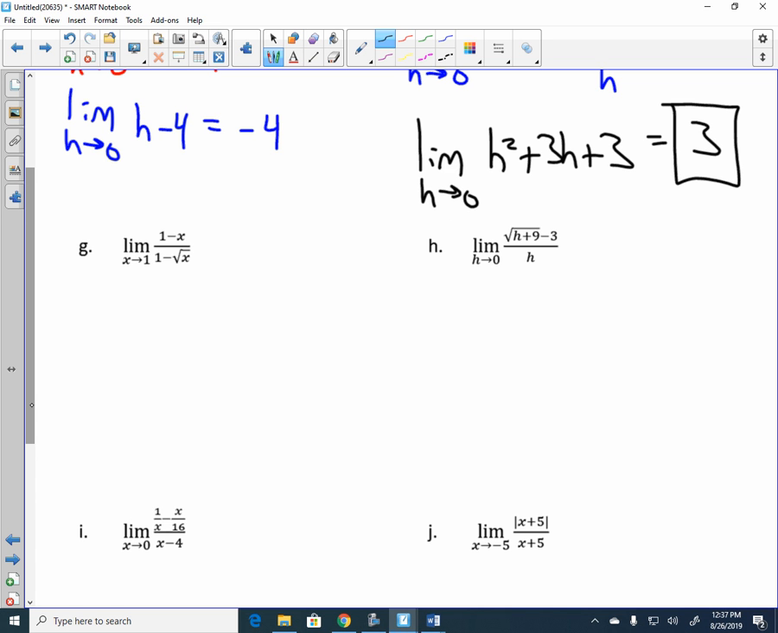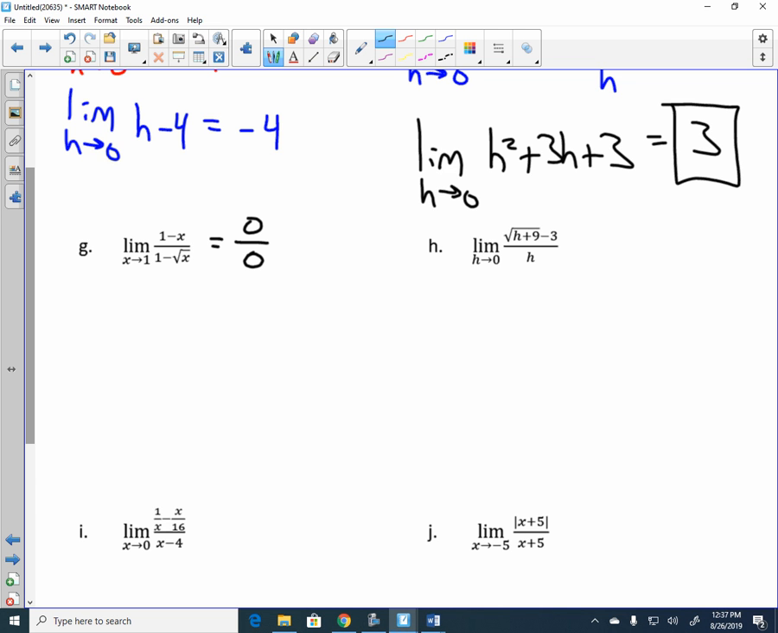Always try to plug in your x value first. You plug in 1, and what do you get? 0 over 0. That's a problem. We need to determine what 0 over 0 is. Any thoughts? So the conjugate. When you don't know how to do the math, do the Spanish, right? You could multiply by the conjugate.